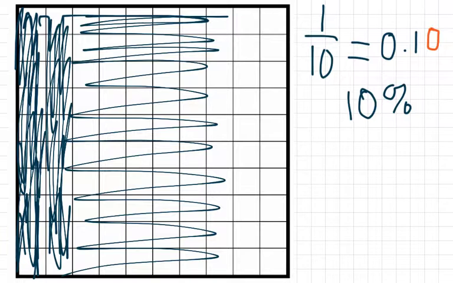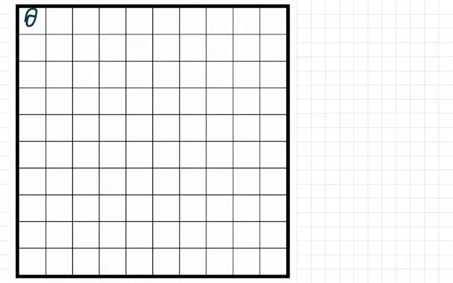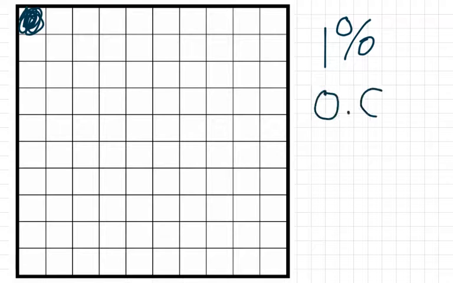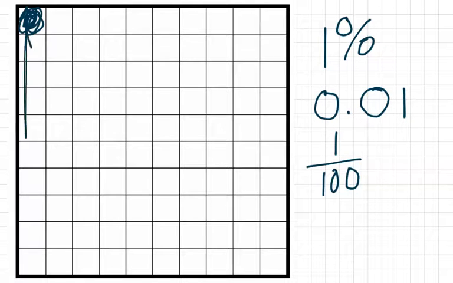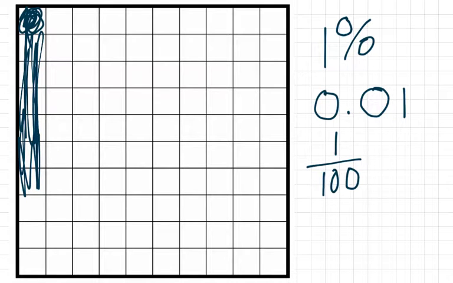So now, what about if I just had 1 square coloured in? What percentage would that be? 1%, or 0.01, or 1 over 100. If I had 6, it would be 6%, 0.06, or 6 over 100.